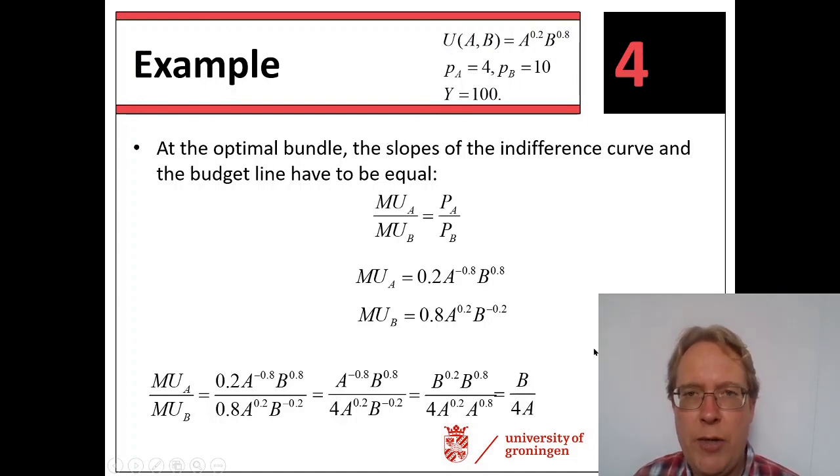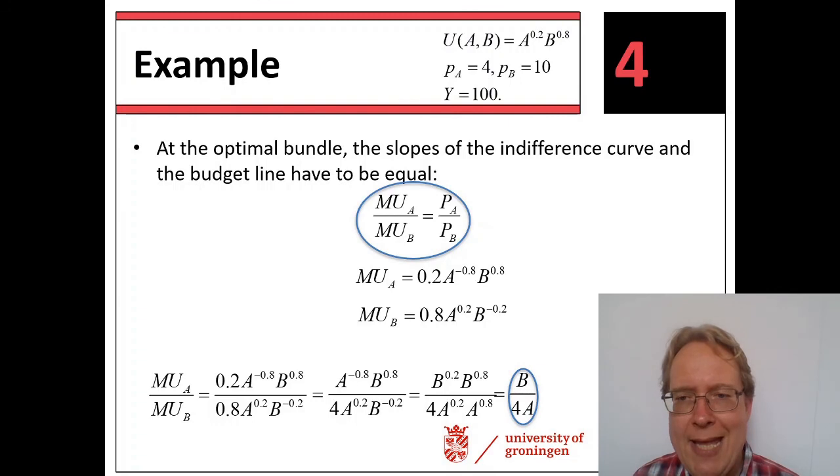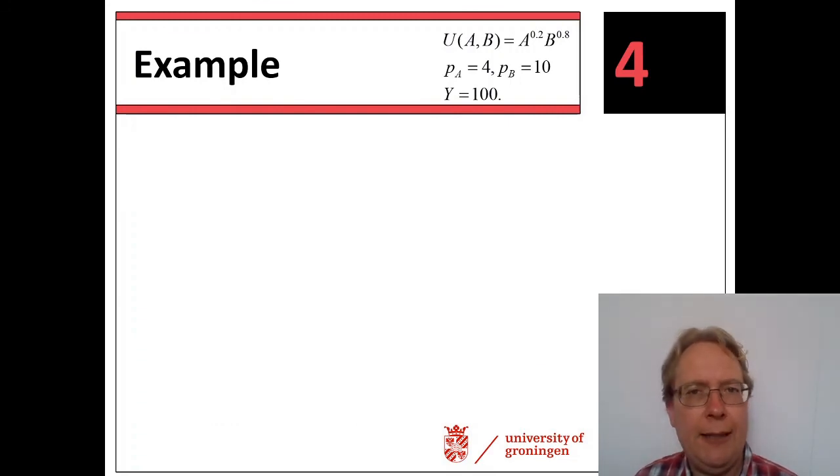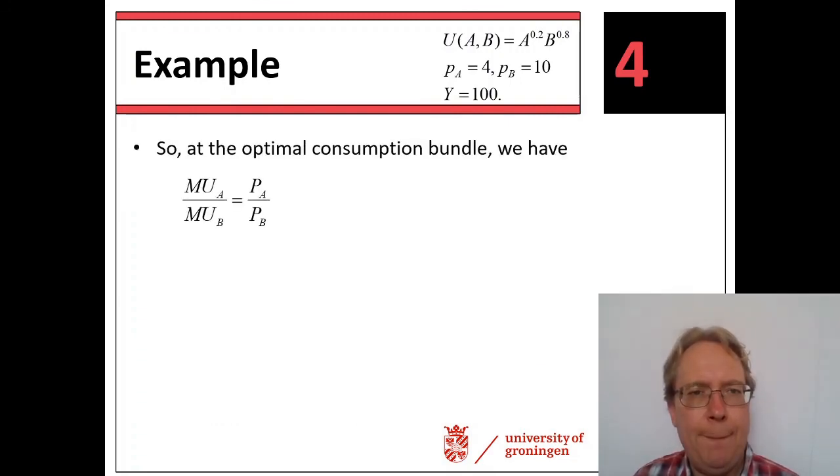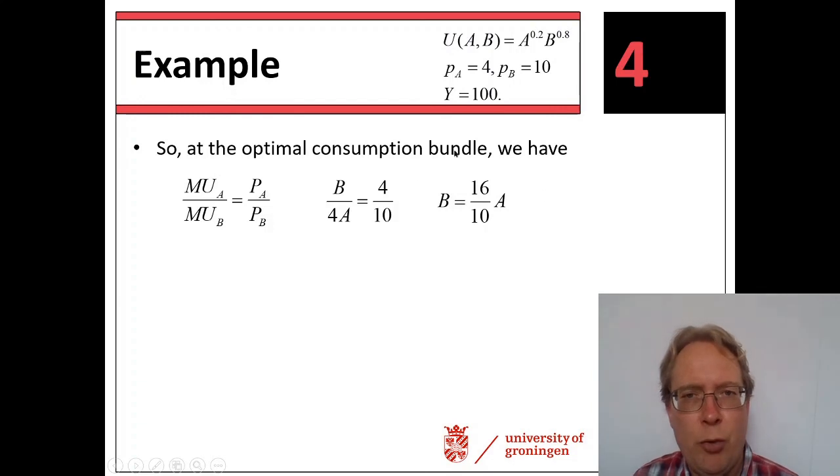And what about the price ratio? The price ratio is 4 over 10. So I know that at my optimal solution, b over 4a has to equal 4 over 10. And if I rewrite that a little bit, and again, these are videos, so you can just stop them, rewind them if it goes too quick, but just calculate along. If I do that, I end up with b is 16 over 10a. So this is what my condition that the slopes have to be equal implies, right?